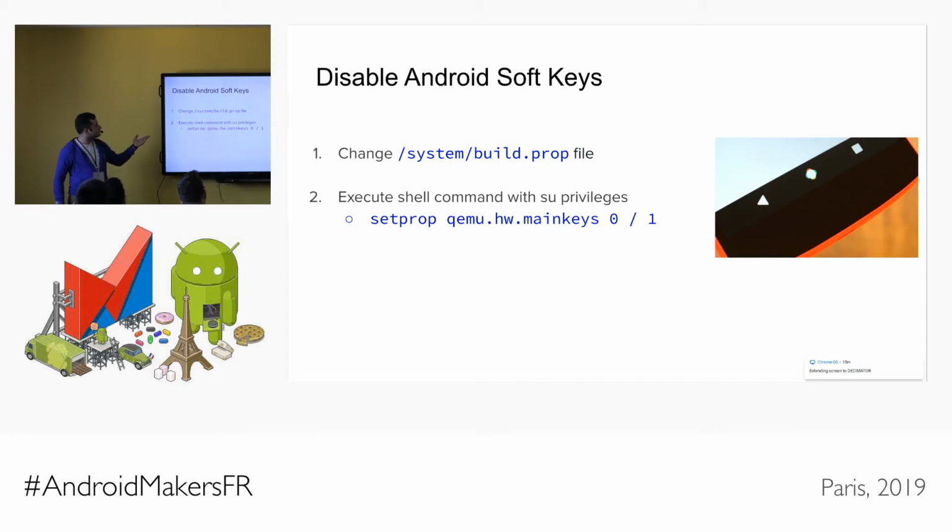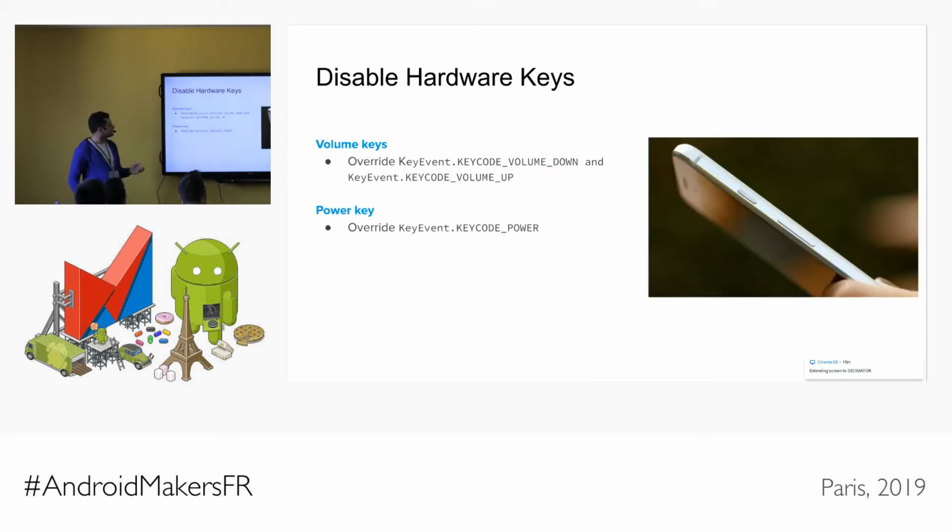But there are not only soft keys, but there are also hardware keys, for instance, volume and power keys, and you have to override them so that users won't be able to poke with the system through the hardware keys as well. Well, and now you may be thinking, this is too much work. Isn't there any easier way to do it?